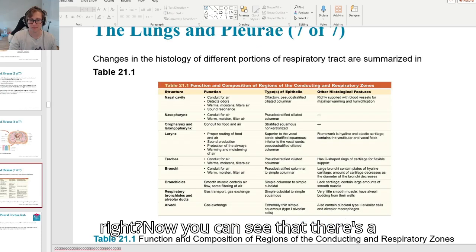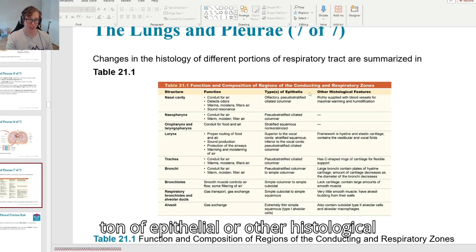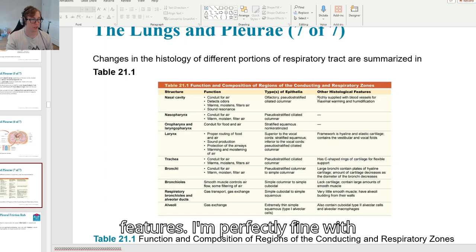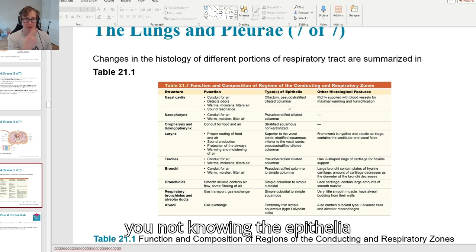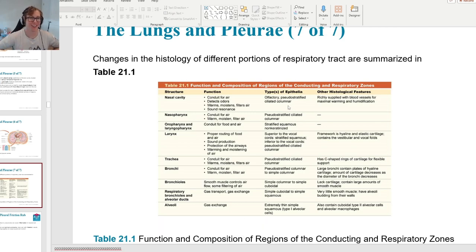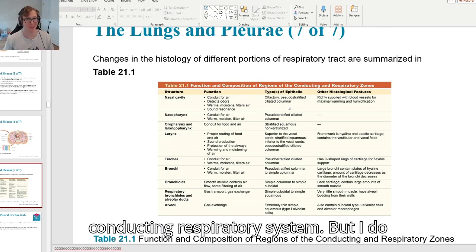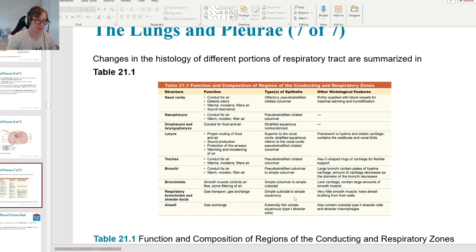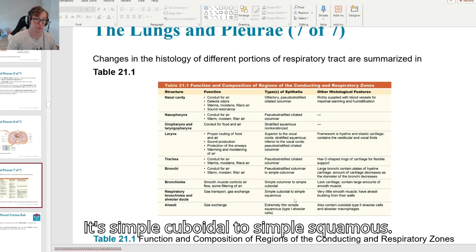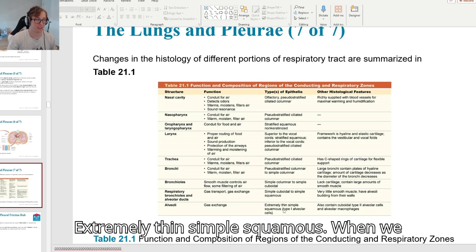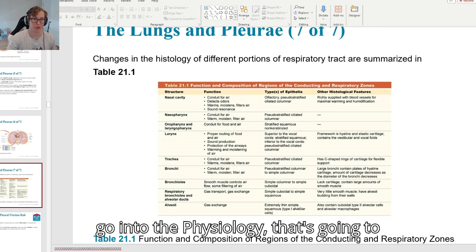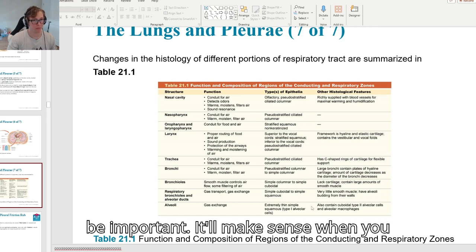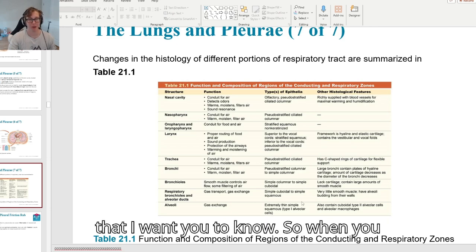Terrifying, right? Now, you can see that there's a ton of epithelial or other histological features. I'm perfectly fine with you not knowing the epithelia for the conducting respiratory system, but I do kind of want you to look at the respiratory epithelium. It's simple cuboidal to simple squamous. Extremely thin, simple squamous. When we go into the physiology, that's going to be important. It'll make sense when you get there, but that's the only epithelium that I want you to know.